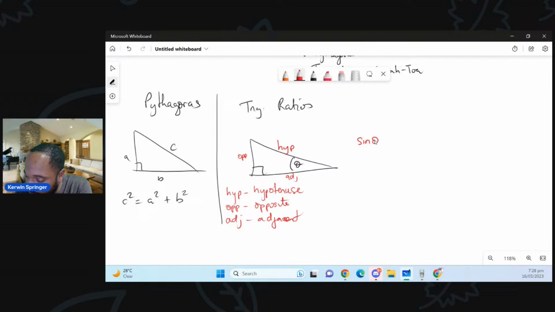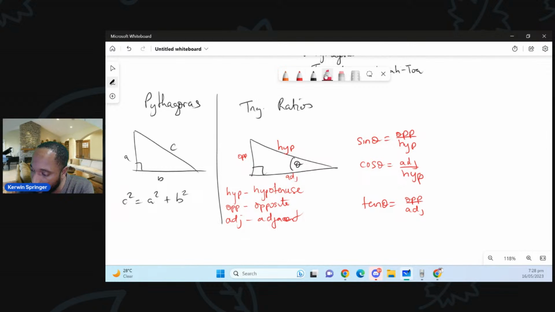The sine of that angle, theta, would always be the size of the opposite divided by the size of the hypotenuse. The cos of that angle, theta, would always be the adjacent divided by the hypotenuse. And the tan of the angle, theta, would be the opposite divided by the adjacent.